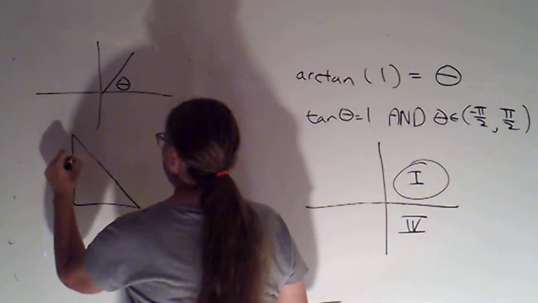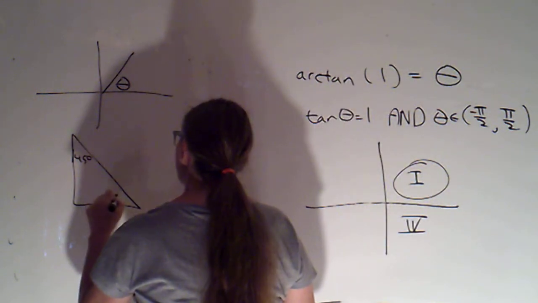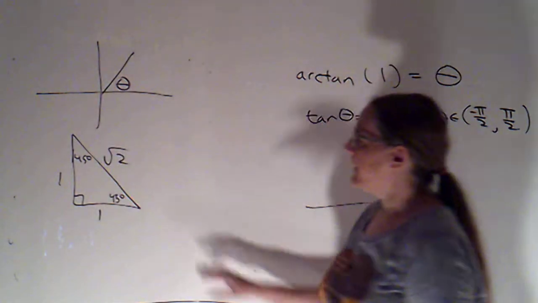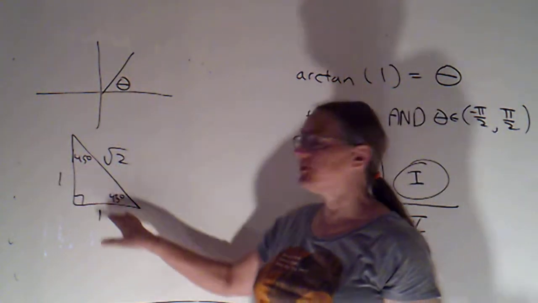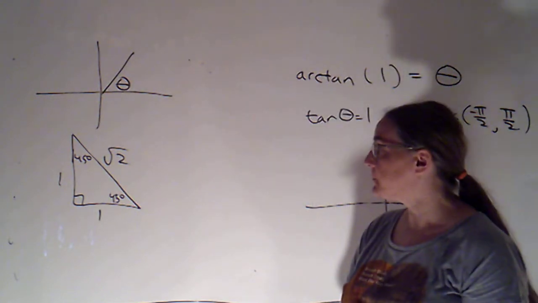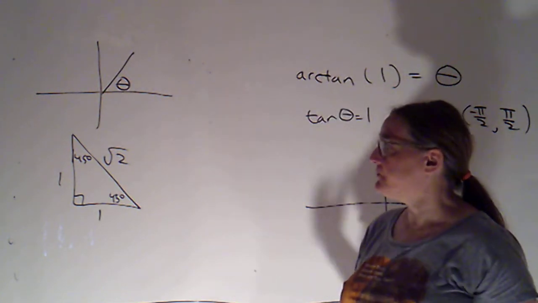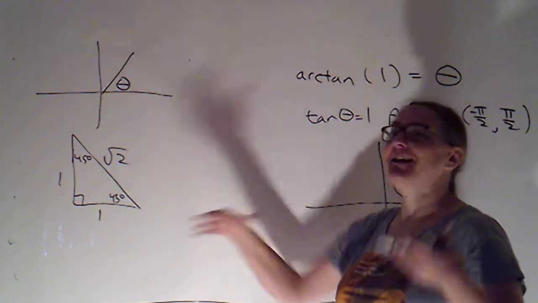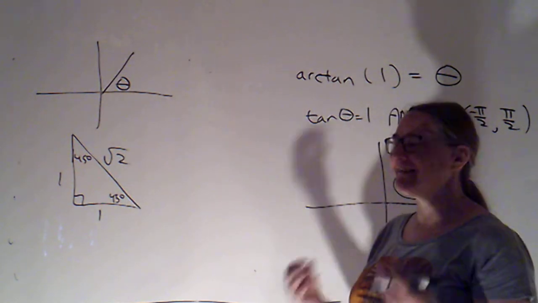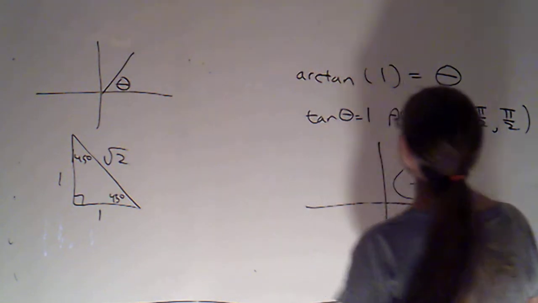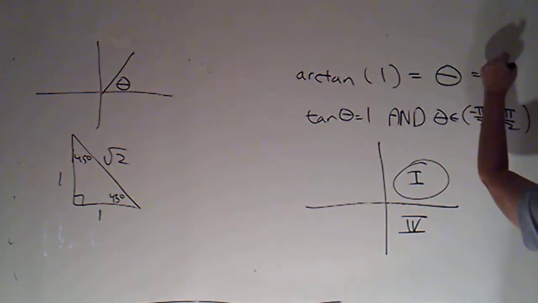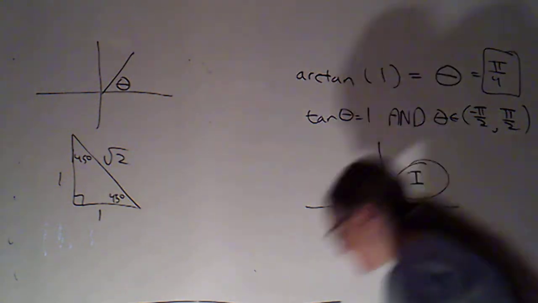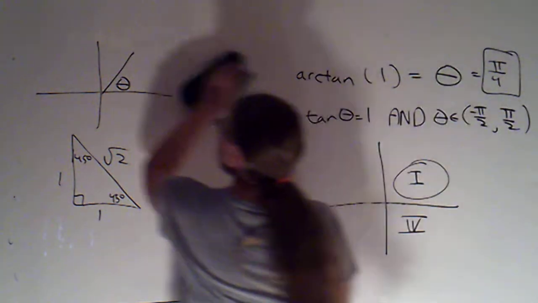So that inspires me to draw my 45, 45, 90 triangle. 45 degrees is the angle whose tangent is 1. Okay. And that's going to mean that my angle is pi over 4. Remember, inverse trig is in radians unless otherwise specified. Okay. So this is pi over 4. Fabulous. Let's try another one.